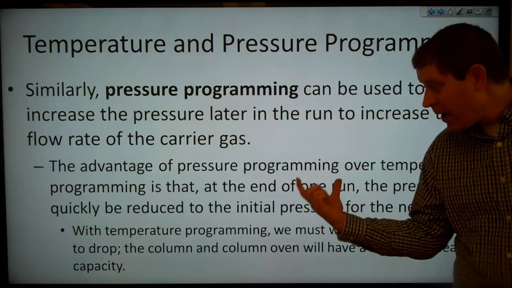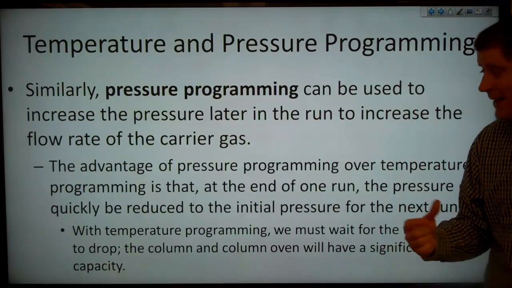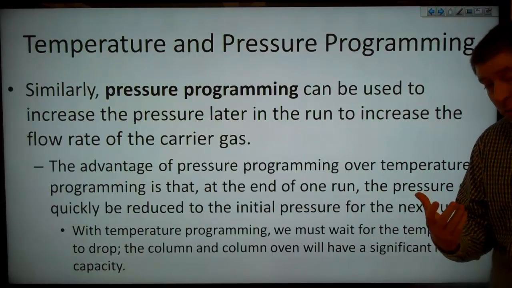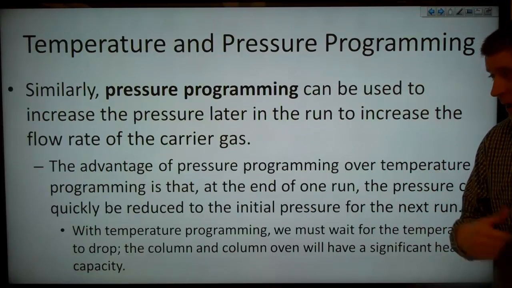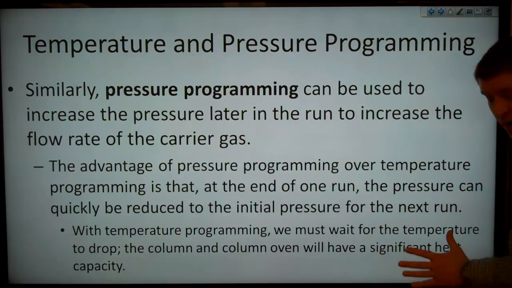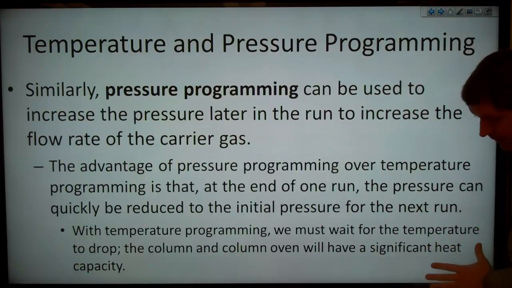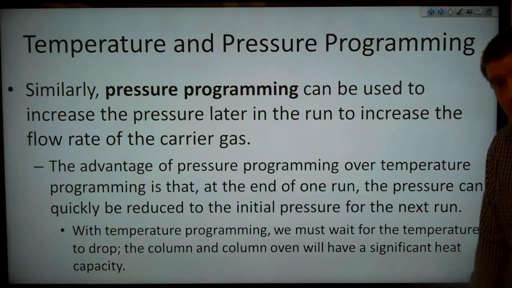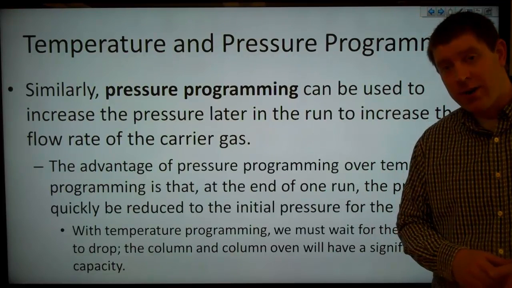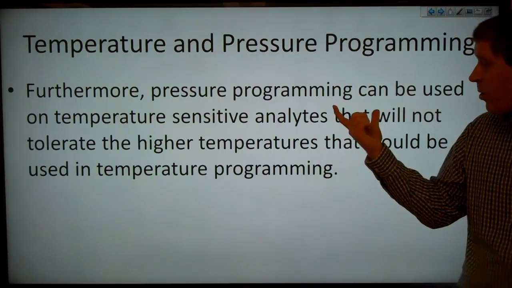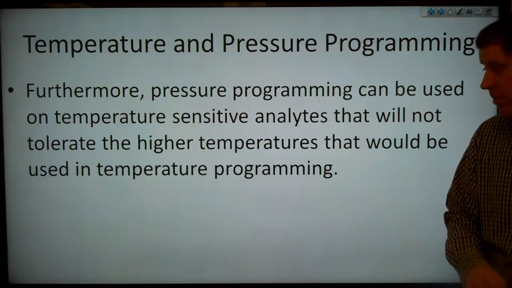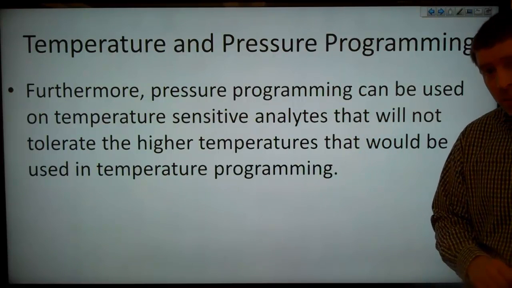Now, the advantage of pressure programming over temperature programming is that at the end of the run, the pressure can be quickly reduced to the initial pressure for the next run. On the other hand, with temperature programming, we must wait for the temperature of our column to drop, and the column and column oven will have a significant heat capacity, so it's going to take a while for that temperature to drop and then stabilize at our initial temperature for our next run. Furthermore, pressure programming can be used on temperature-sensitive analytes that will not tolerate the higher temperatures that would be used in temperature programming.